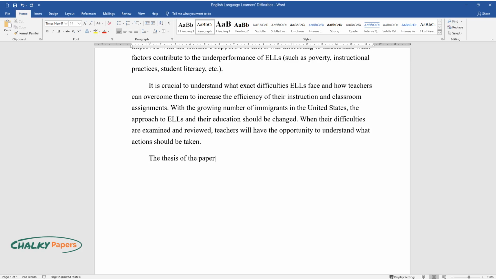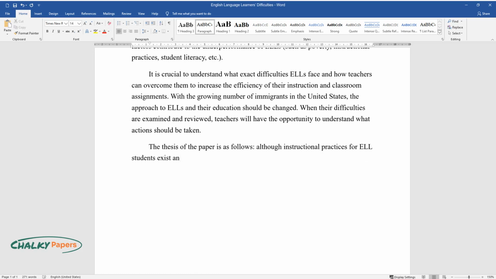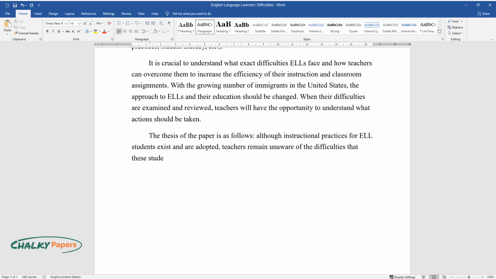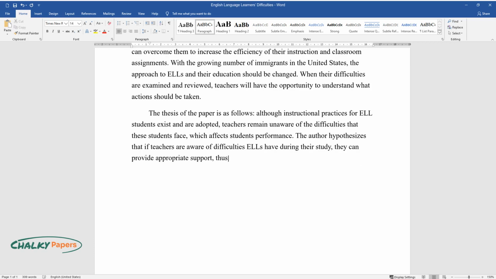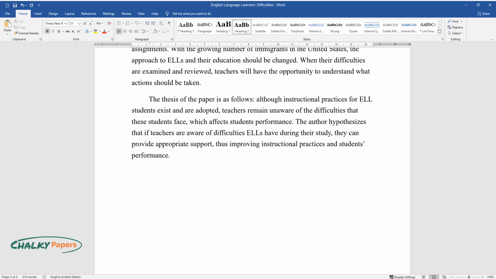The thesis of the paper is as follows. Although instructional practices for ELL students exist and are adopted, teachers remain unaware of the difficulties that these students face, which affects students' performance. The author hypothesizes that if teachers are aware of difficulties ELLs have during their study, they can provide appropriate support, thus improving instructional practices and students' performance.